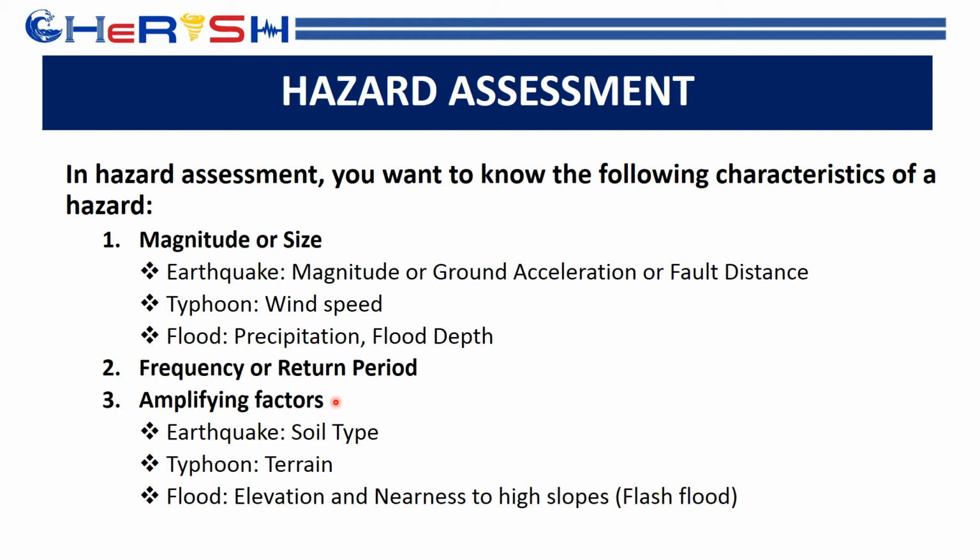Amplifying factors. For example, for earthquake, soil type is very important in assessing the hazard. For typhoon, the terrain is important. And for flood, of course, the elevation and the nearness to high slopes is also important.